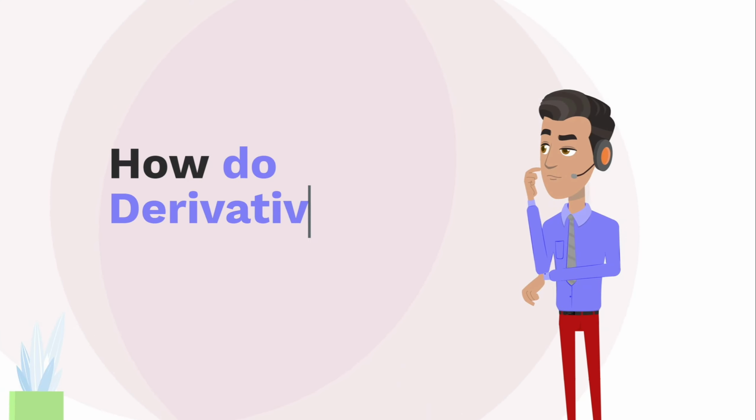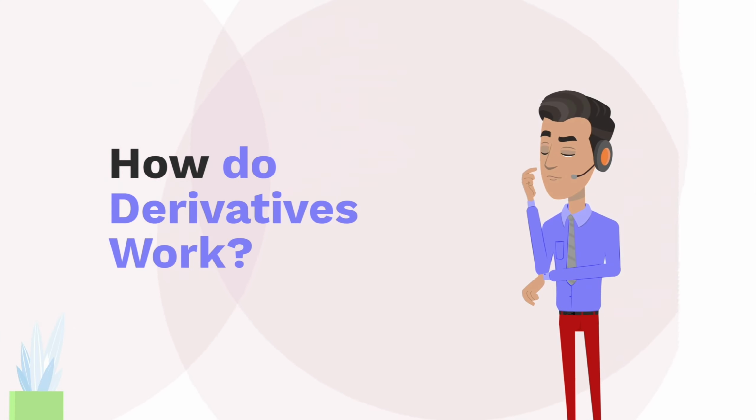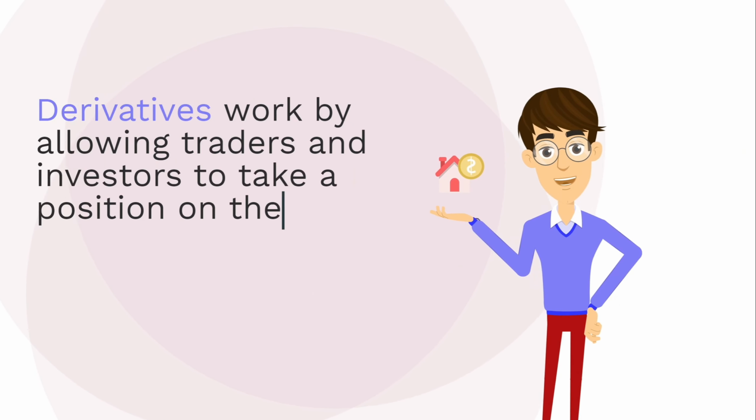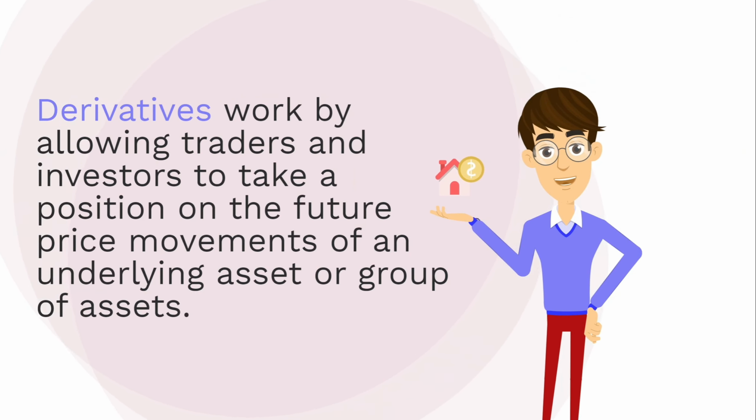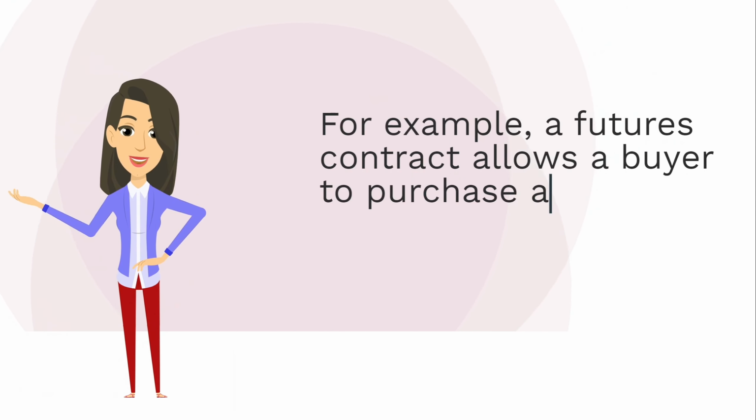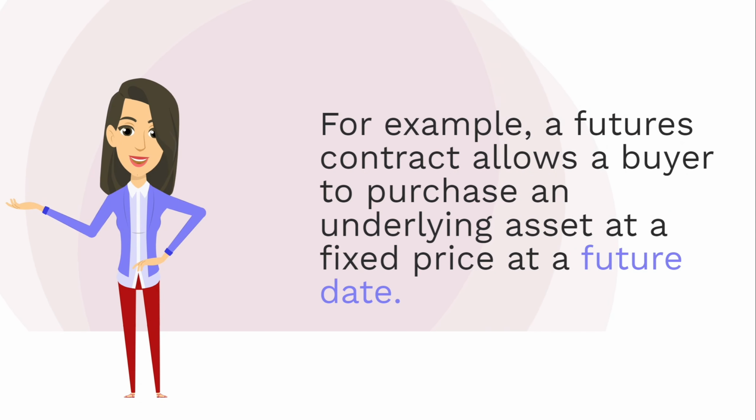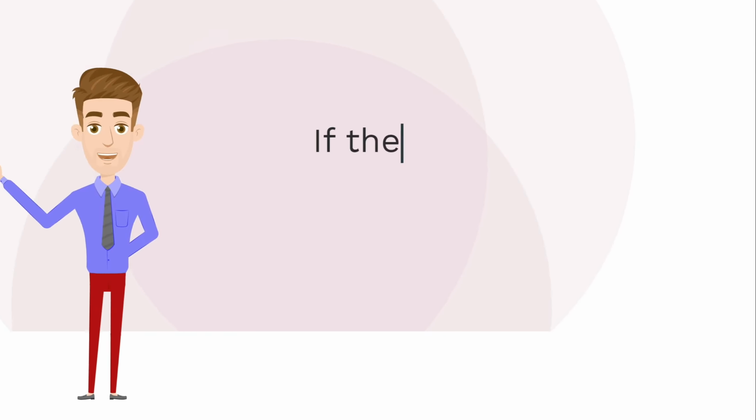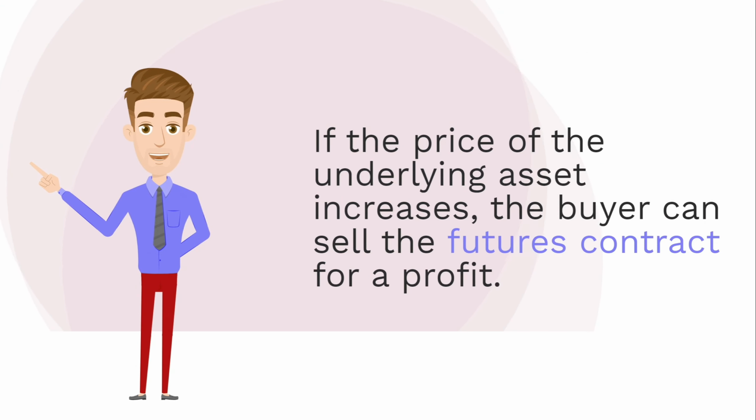How do derivatives work? Derivatives work by allowing traders and investors to take a position on the future price movements of an underlying asset or group of assets. For example, a futures contract allows a buyer to purchase an underlying asset at a fixed price at a future date. If the price of the underlying asset increases, the buyer can sell the futures contract for a profit.